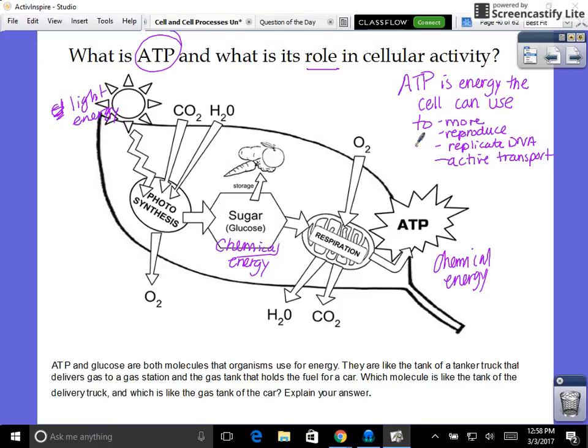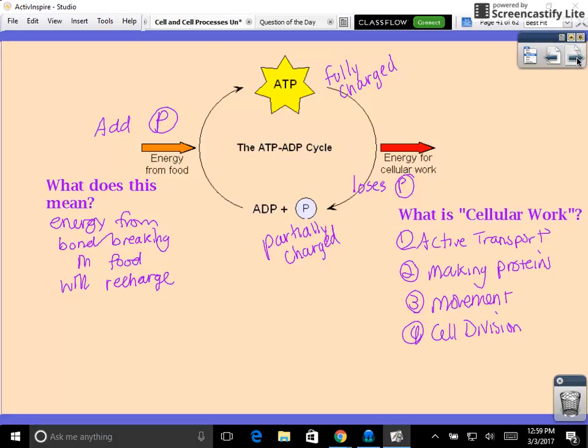So what is ATP and what's its role? It's very important that you have checked out the textbook and found that ATP is the energy that the cell can use. It's the molecule that the cell can use to actually do all of its work. So whether it's going to use it to move, reproduce, replicate DNA, or active transport, ATP does the job. Glucose is just too large of a molecule. So take a look at this analogy down below and figure out which molecule is like the tank of the delivery truck and which is like the gas tank of the car. And make sure you check in with me.